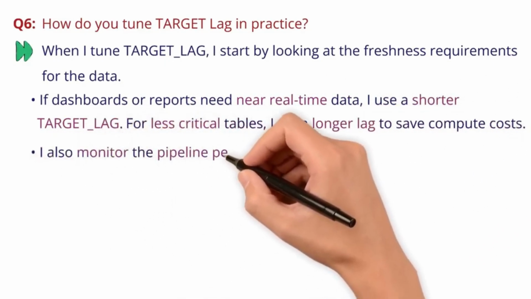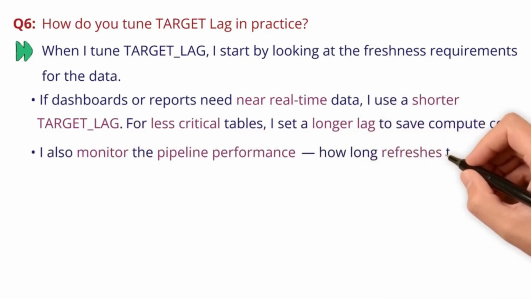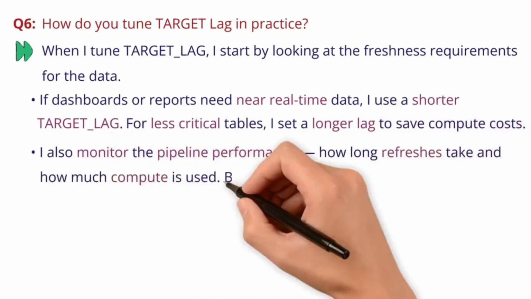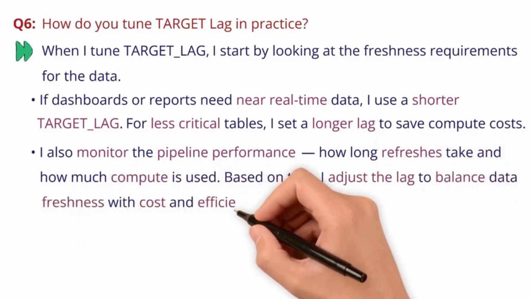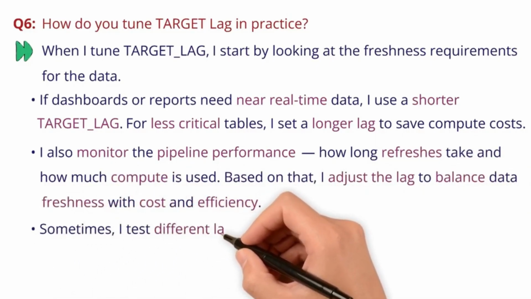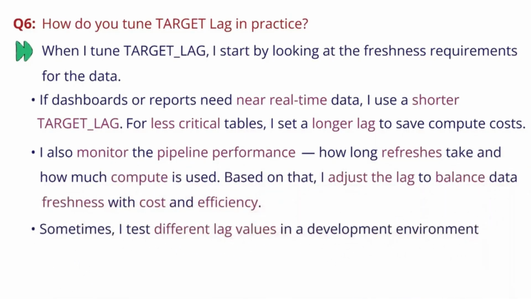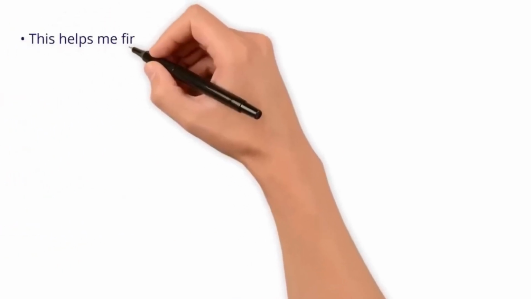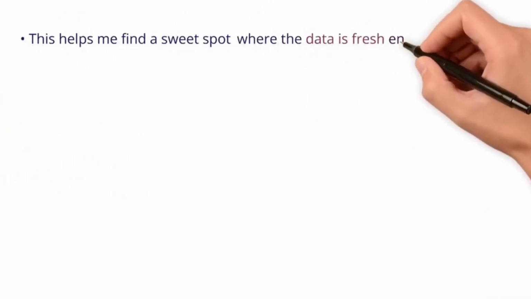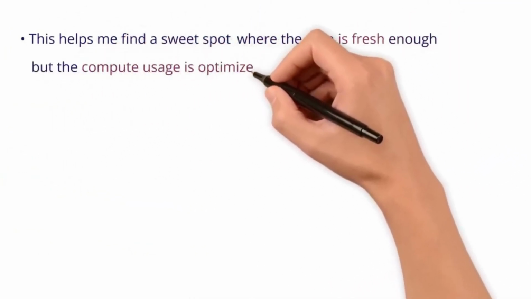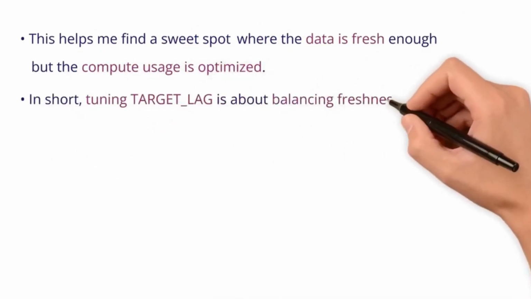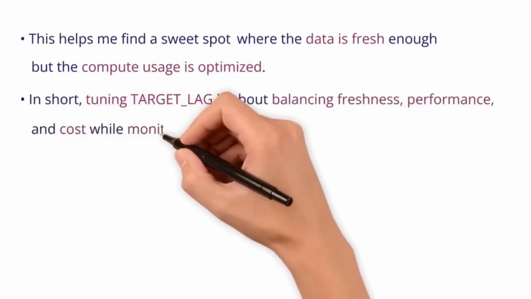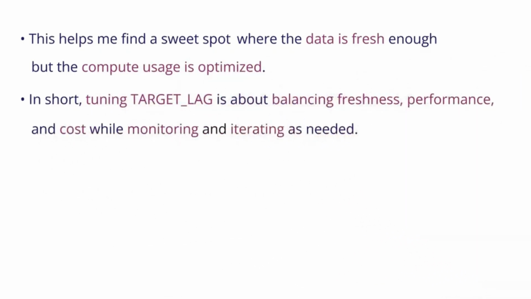I also monitor the pipeline performance, how long refreshes take, and how much compute is used. Based on that, I adjust the lag to balance data freshness with cost and efficiency. Sometimes I test different lag values in a development environment before applying them in production. This helps me find the sweet spot where the data is fresh enough but the compute usage is optimized. In short, tuning target lag is about balancing freshness, performance, and cost while monitoring and iterating as needed.